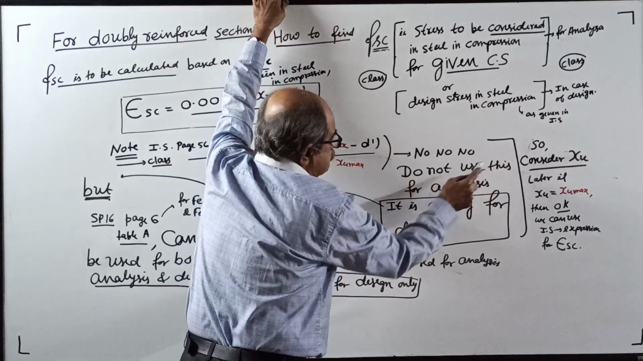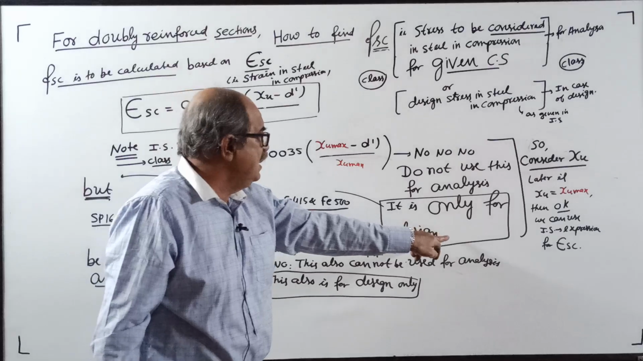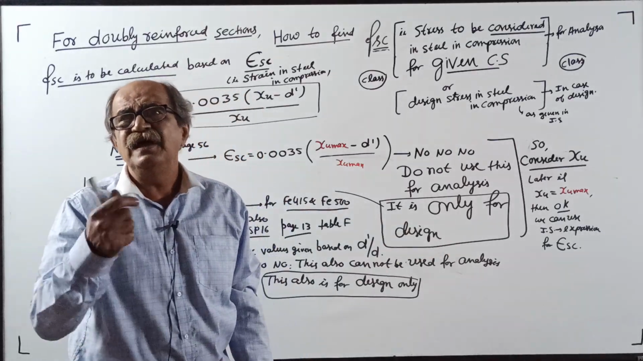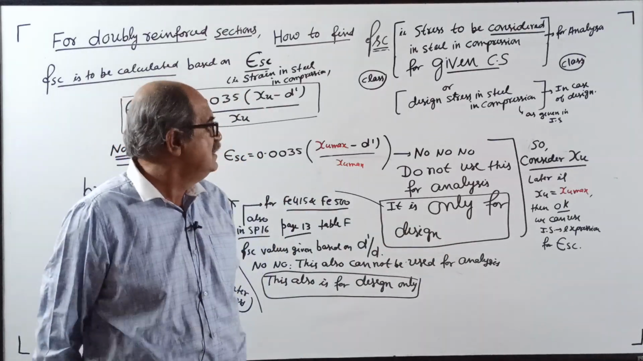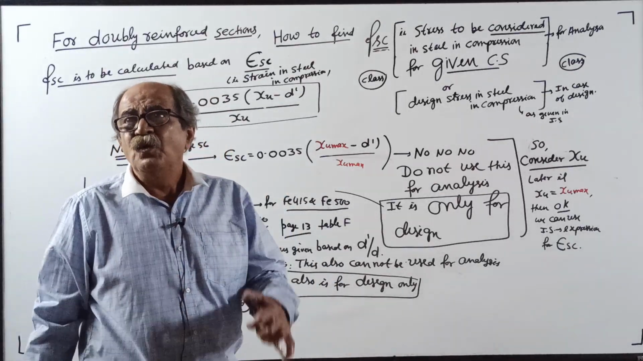Do not use this for analysis because it is only for design. This is where so many people make mistake. They will tell IS code has given it. You should see the IS code correctly.